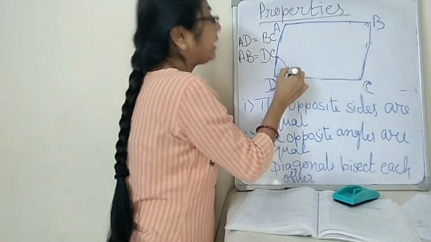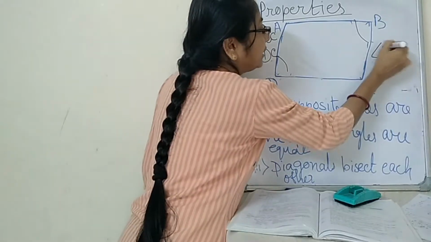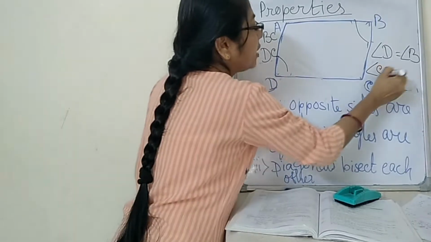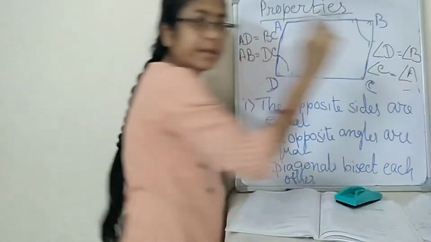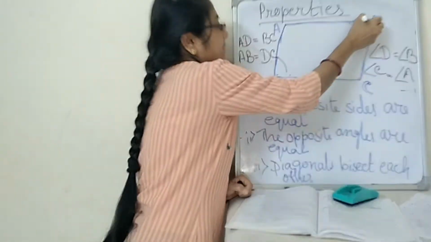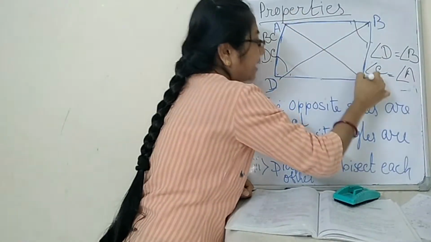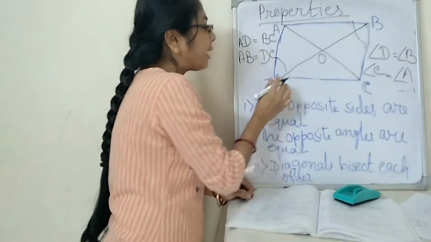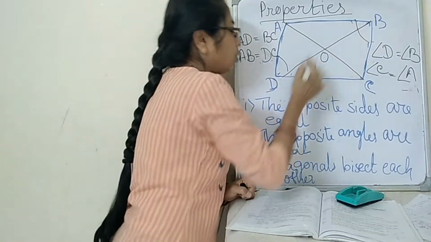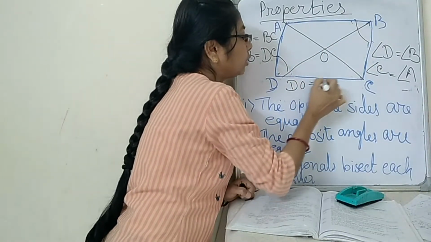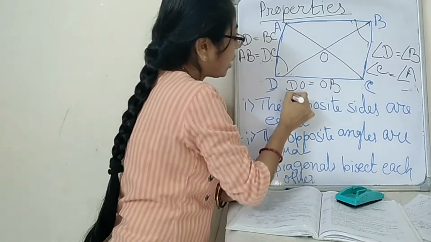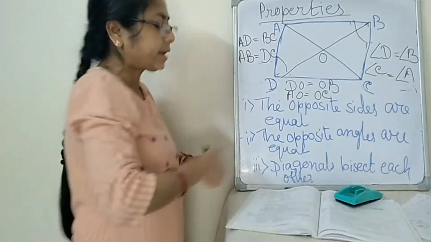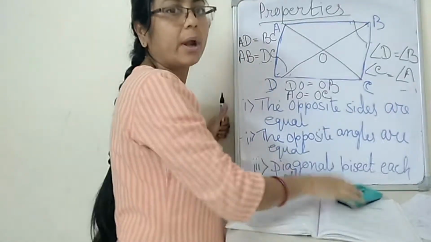Angle D equal to angle B, and angle C equal to angle A. Clear? Now I draw the diagonals. This is one diagonal, this is another diagonal. They bisect at point O. So I tell DO equal to OB and AO equal to OC. Clear? Okay, now I rub it and repeat the kite one time.